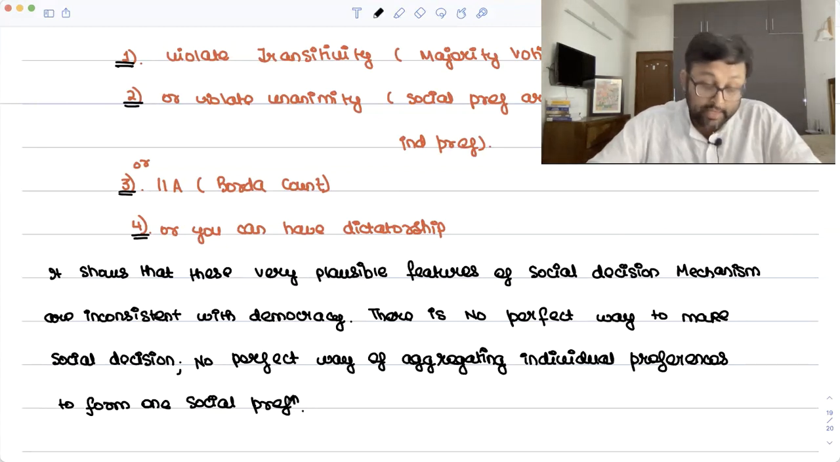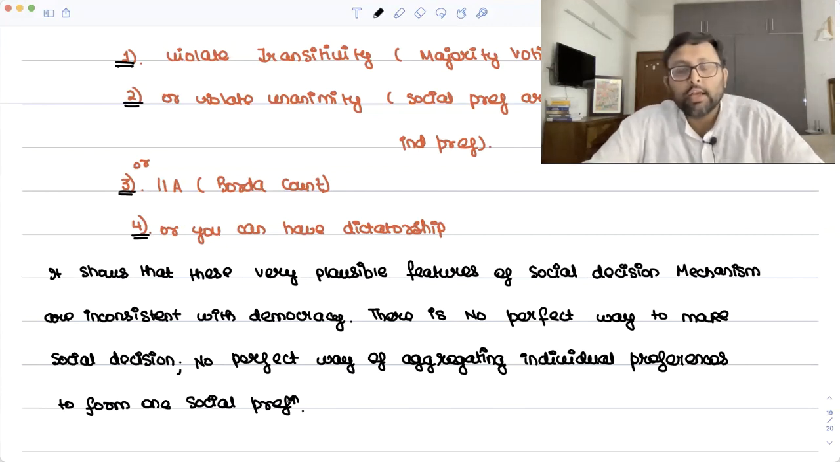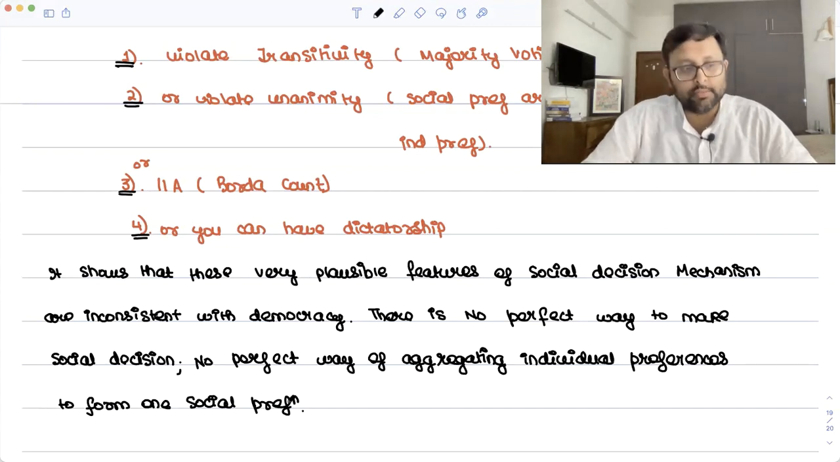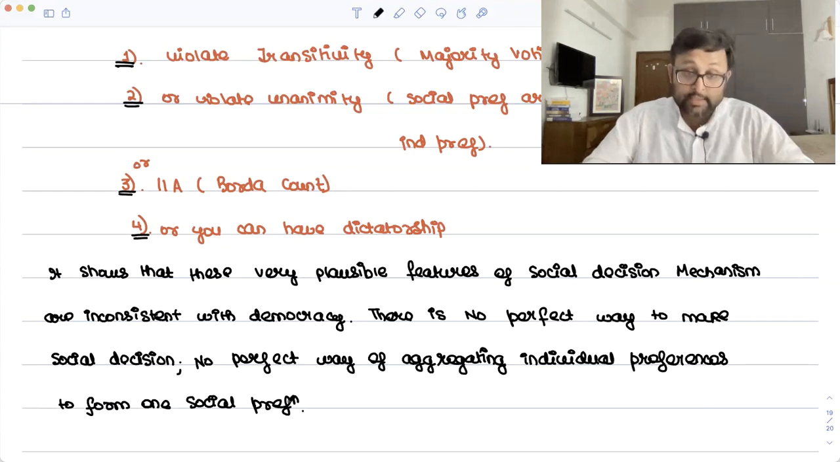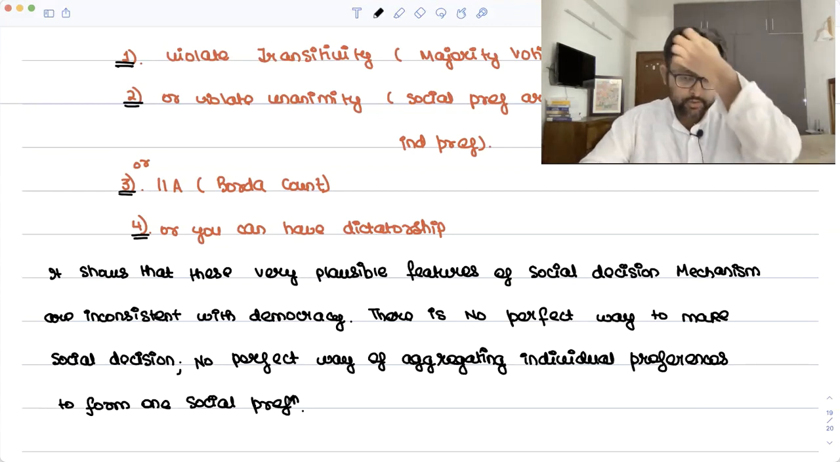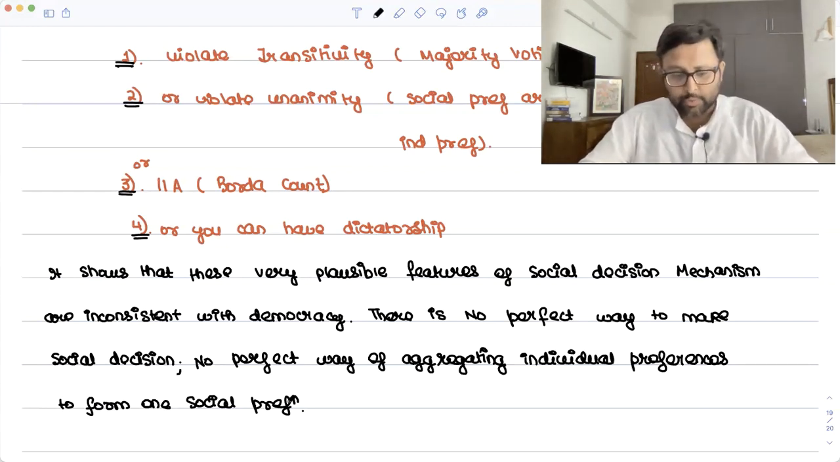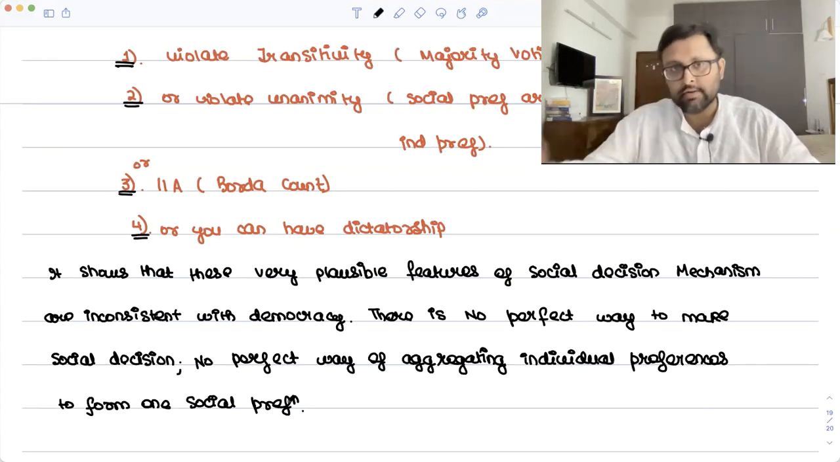So if we want to have a way to aggregate individual preferences to form the social preferences, we will have to give up one of the social decision mechanism properties, either of them, right? We will have to give up this. And this is what is described in the Arrow Impossibility Theorem. It's a beautiful result. So this is what I wanted to do in this class, beta. Thank you, beta.